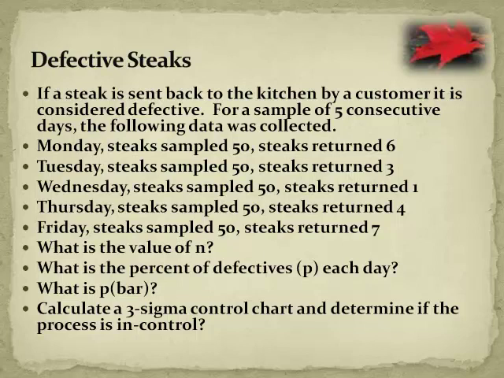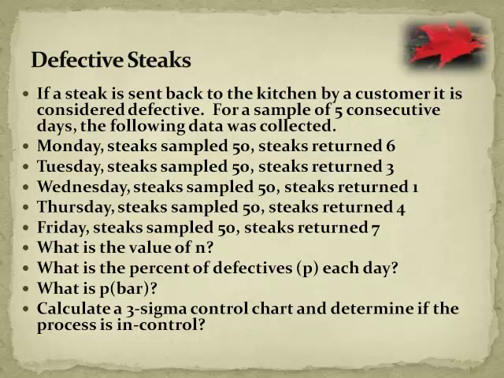So we took data over 5 consecutive days. On Monday, out of 50 steaks that were cooked, 6 were returned. That is, 6 were bad, the rest were good. On Tuesday, out of a sample of 50, 3 were returned. On Wednesday, only 1 was returned. Thursday, 4 were returned. And Friday, there were 7 that were returned.